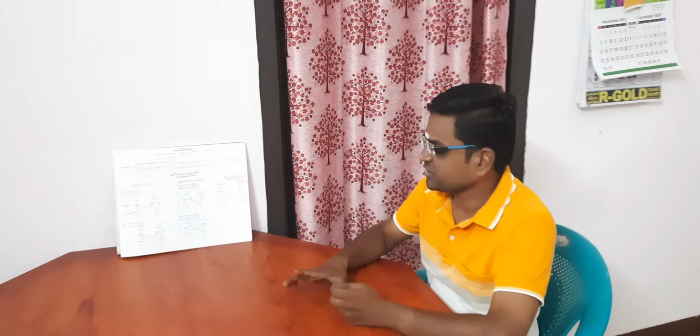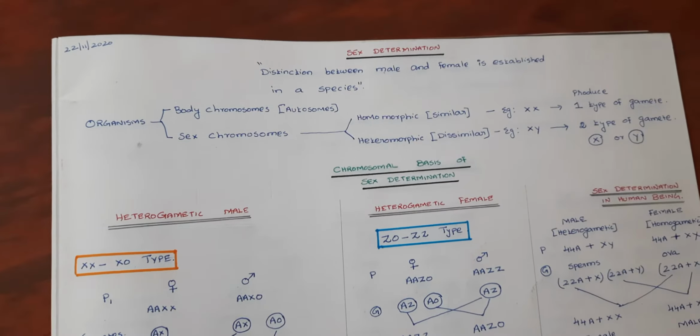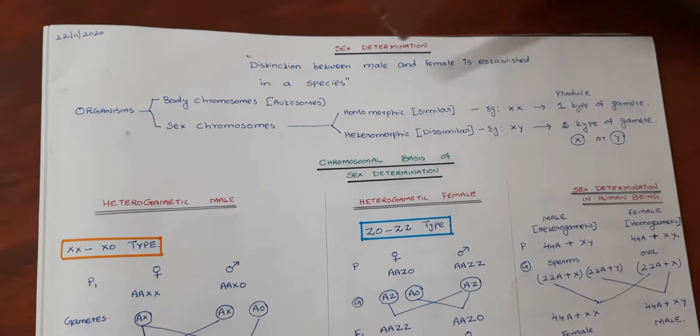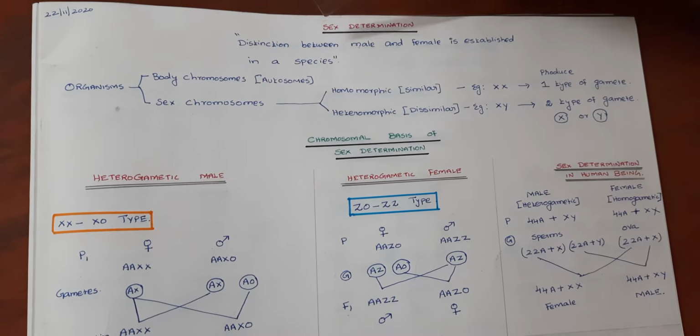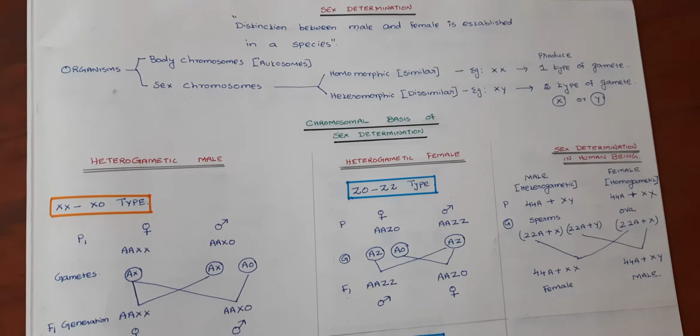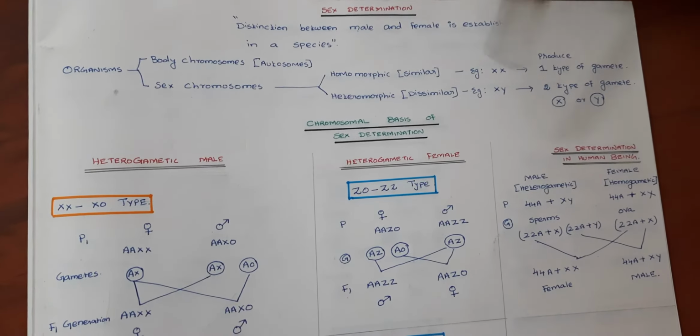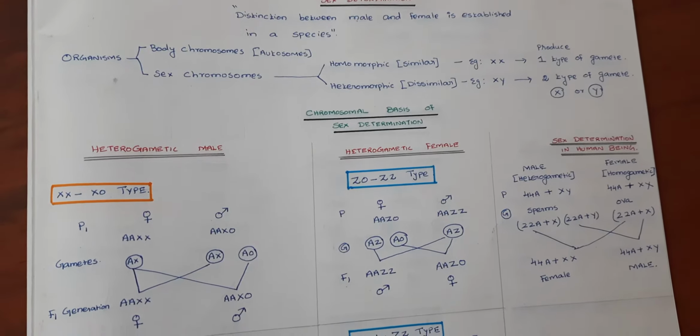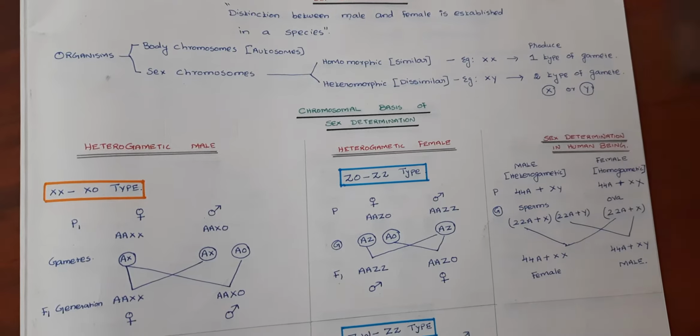In continuation with yesterday's class, Erythroblastosis fetalis, today we are going to study sex determination. Sex determination means the distinction between male and female is established in species. Identification of male and female in organisms. How to determine the sex?